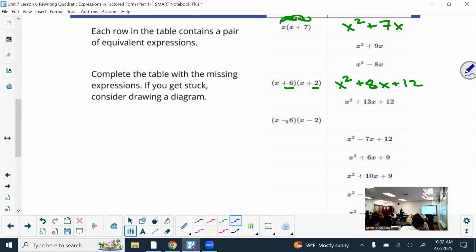Then for this one too, it's also a binomial times a binomial, and it's a simple one, not a complicated one. So I know it's going to start with an X squared. I know the next number is going to be the sum of these two numbers. So class, what's -6 plus -2?